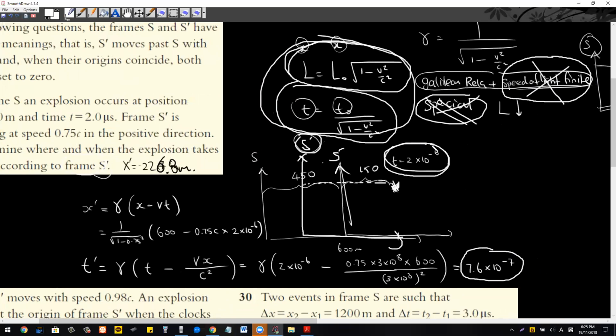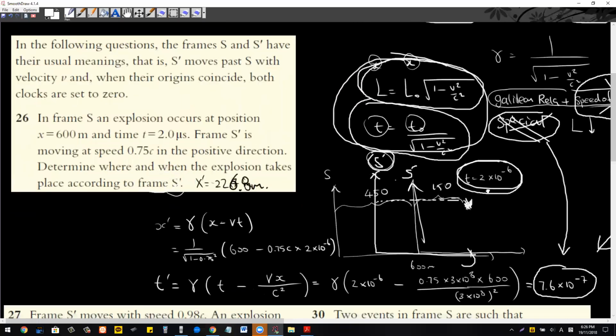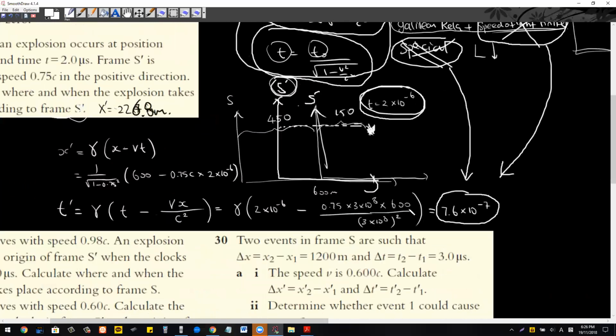But there's also the time dilation effect. Both of them influence this result. Do you kind of get that? I kind of get that, yes. So there are two things influencing this one.